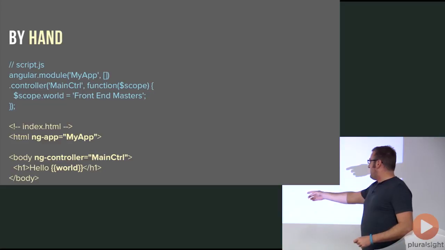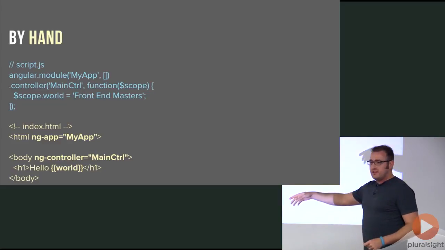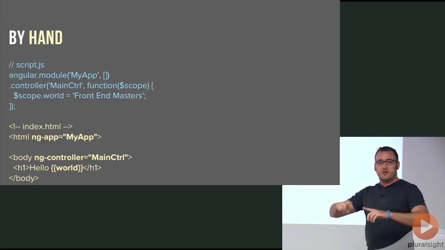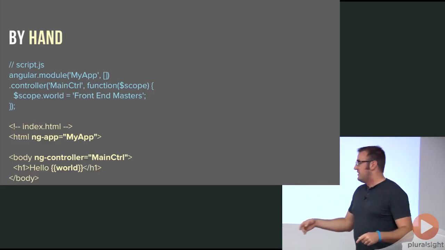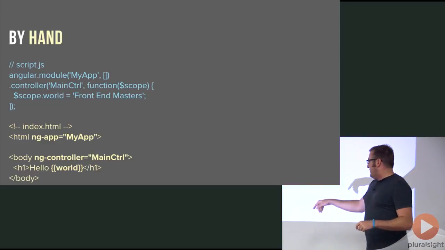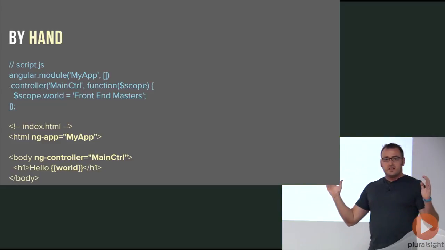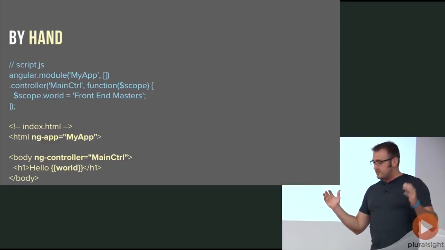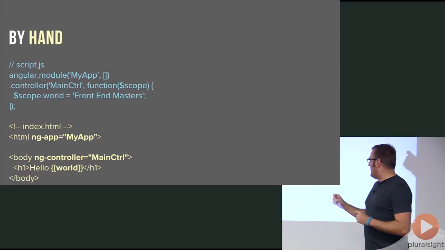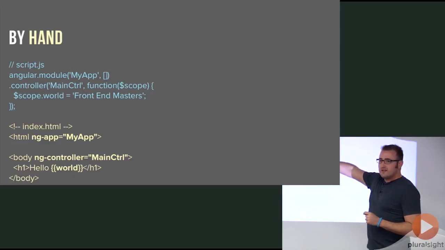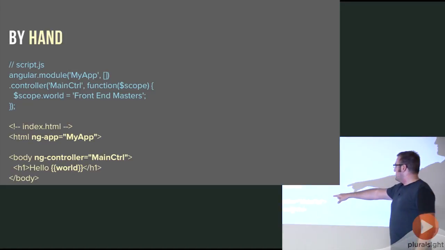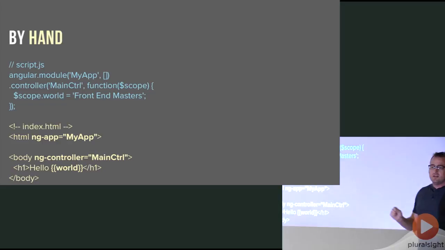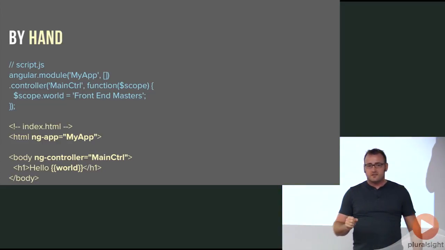And then from there, it's ng-controller. And then you say, this is the controller I want for this element. So once again, more perimeters. And then you have hello. And then you have the Angular binding syntax, which is double curly braces. And then the variable that you declared on scope, which in this case is world. So when this actually runs, world will be evaluated to Front End Masters.